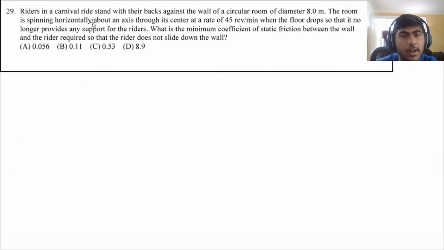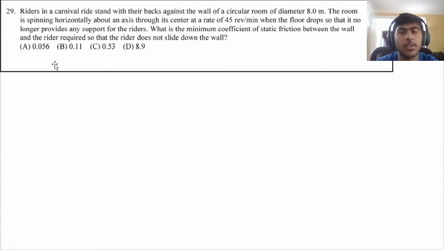Riders in a carnival ride stand with their backs against the wall of a circular room of diameter 8 meters. The room is spinning horizontally about an axis through its center at a rate of 45 revolutions per minute when the floor drops so that it no longer provides any support for the riders. What is the minimum coefficient of static friction between the wall and the rider required so that the rider does not slide down the wall?